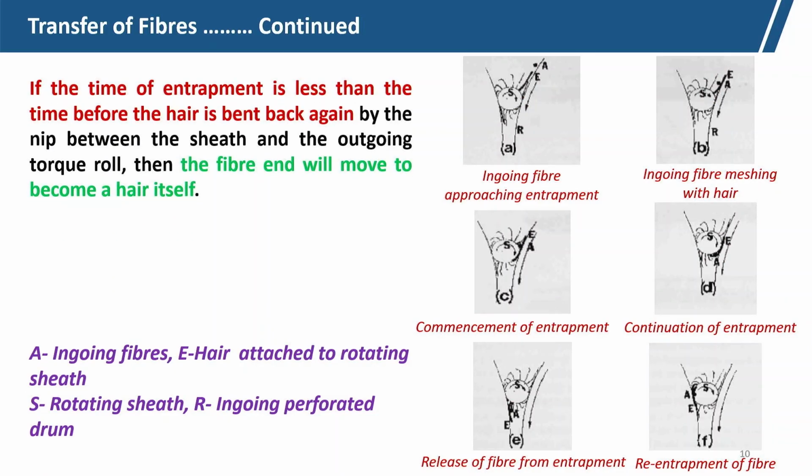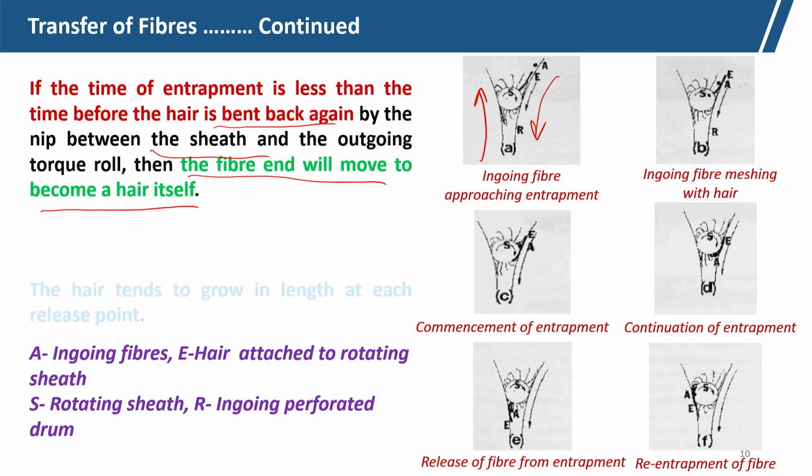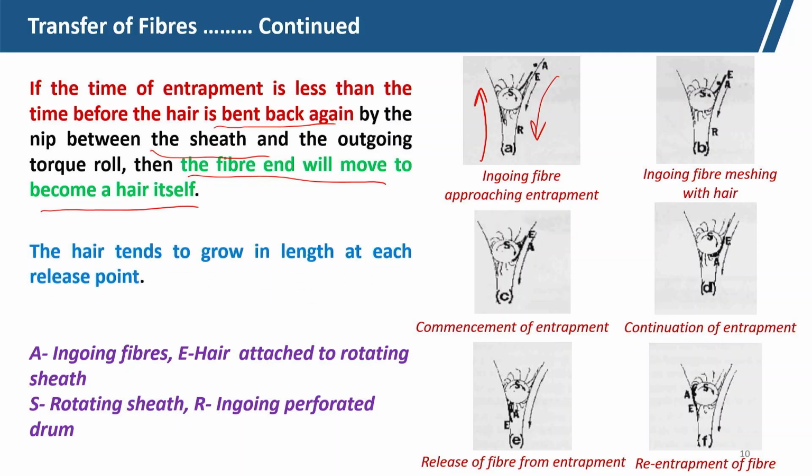If the time of entrapment is less than the time before the hair bends back again by the nip between the sheath and the outgoing torque roller, and here is the incoming torque roller, then the fibers will move and become a hair itself. The hair tends to grow in length at each release point.